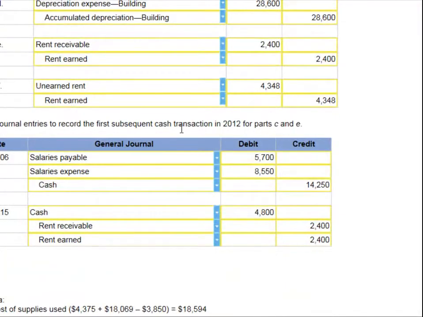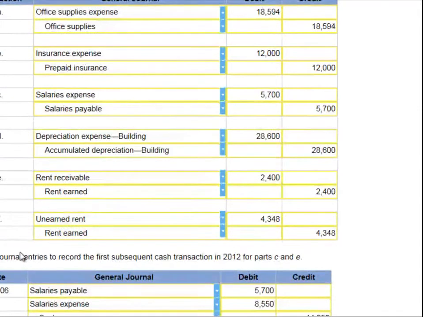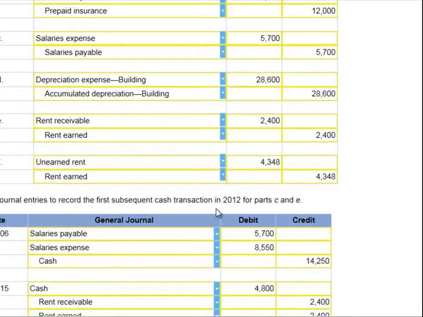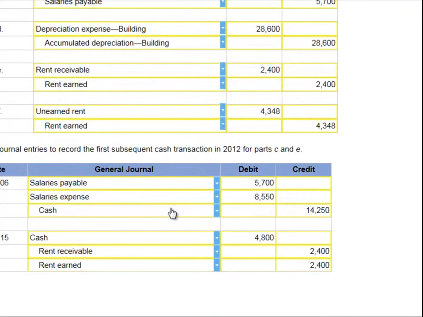Let's see, the other one was E. That was the unearned rent. So on November 1st, the company rented space to another tenant for $2,174 per month. We already handled 2 of those months, and now we're looking at, what did they say, the first subsequent cash transaction.